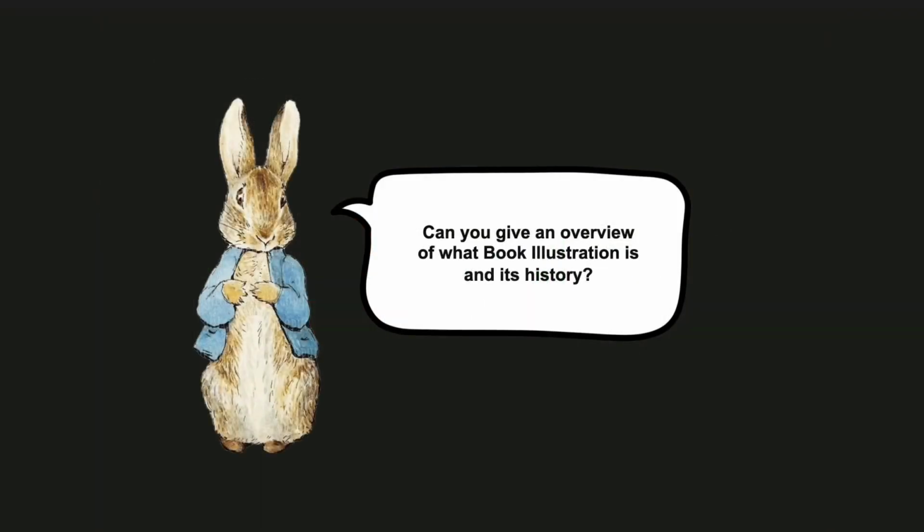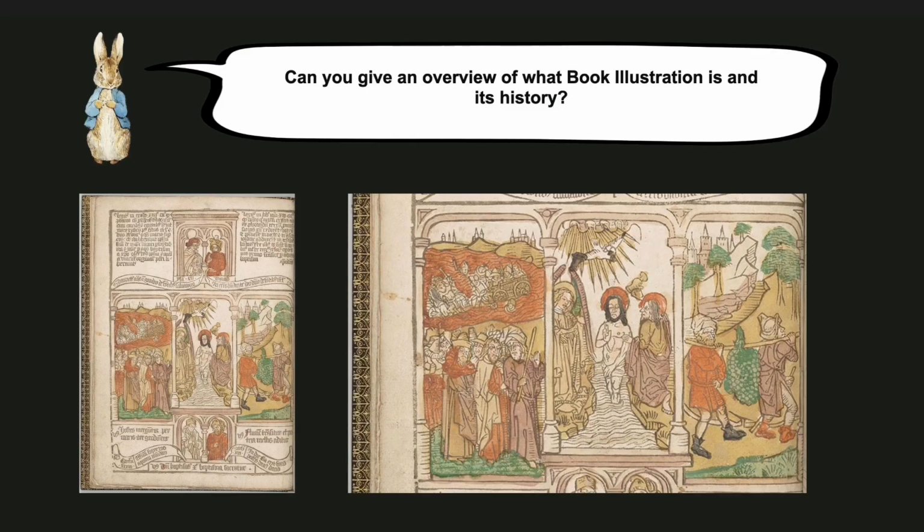Illustration. Can you give an overview of what book illustration is and its history? Book illustration has existed in some form since the advent of the written word. Some of the first examples are 15th century block books and 18th century illustrated newspapers.